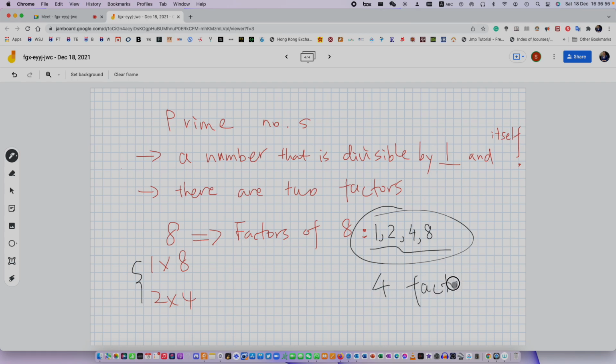So is this a prime number? No. Why not? Because there are only 2 factors in a prime number. Correct. And these two factors are 1 and itself. Okay, good. So that's our first concept.